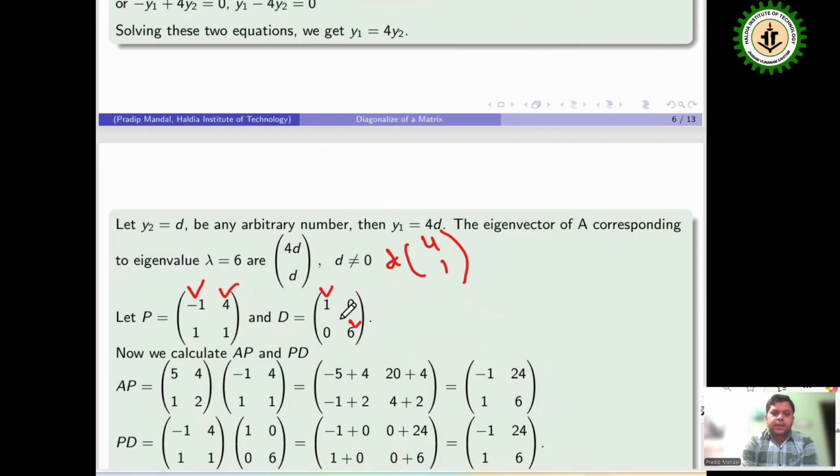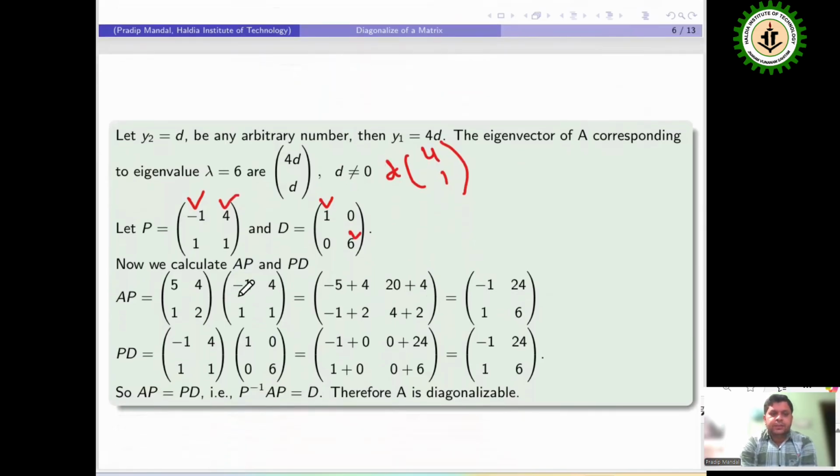Remember one thing: if we write the eigenvalue 1 in the first column and 6 in the second column, then the eigenvector corresponding to 1 must be written in the first column of P, and the eigenvector corresponding to eigenvalue 6 must be written in the second column. If we alternate these two, then the two columns also alternate. Next, we calculate AP and PD.